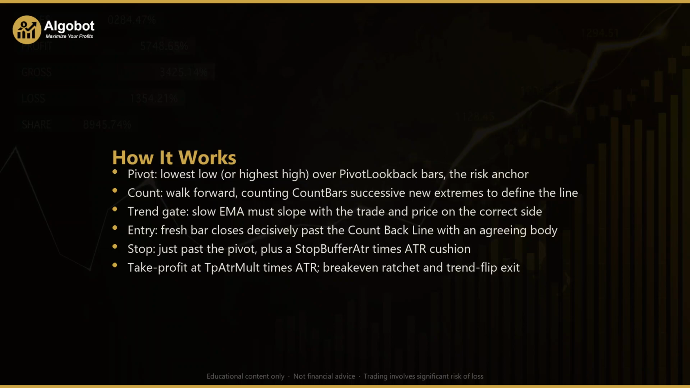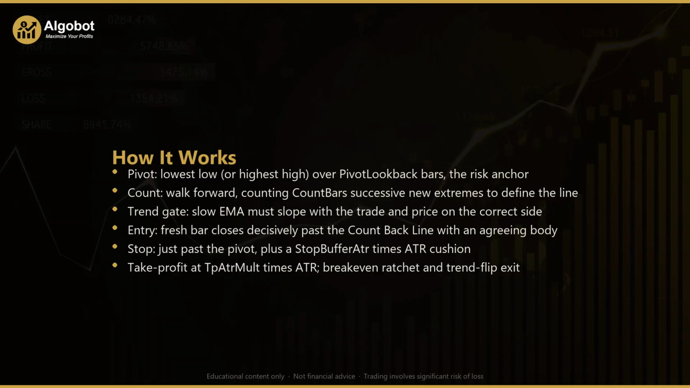Everything happens on a freshly closed bar, so there is no repainting and no acting on an unfinished candle. The first step is the pivot. For a long, the EA scans the last 20 bars. That's the PivotLookback default, and marks the lowest low. That low is the base of the pullback and becomes the structural anchor for the stop.